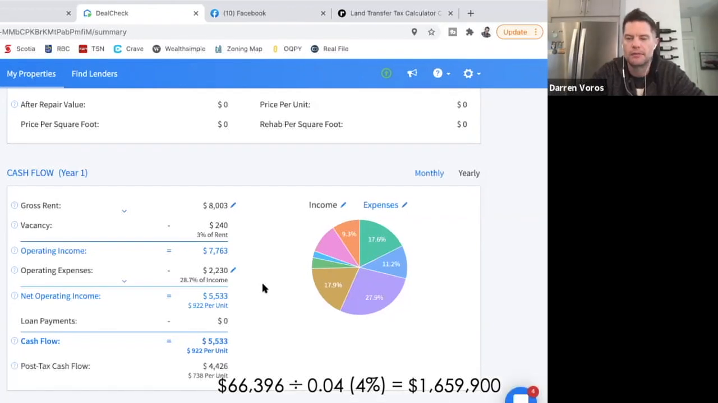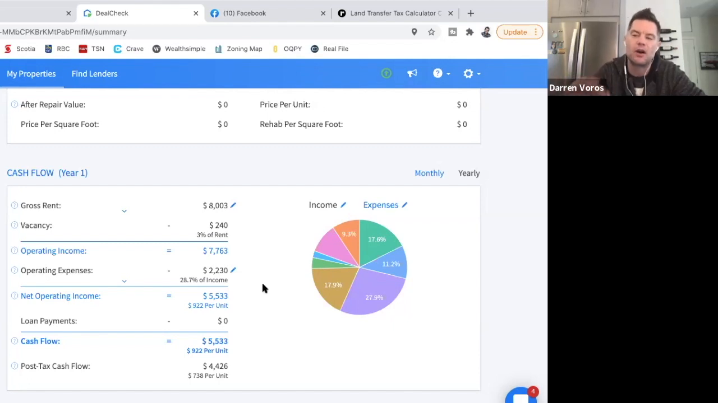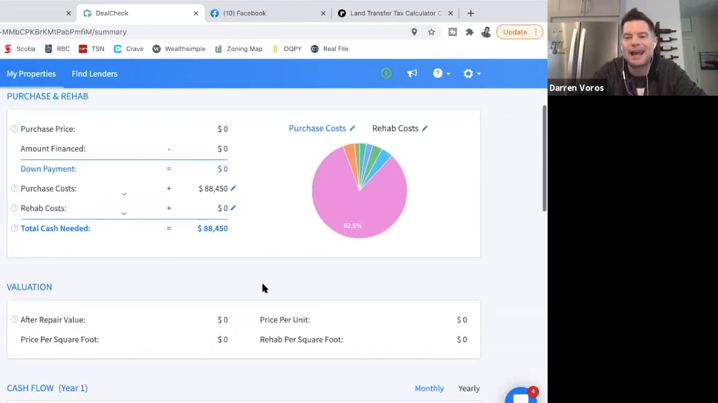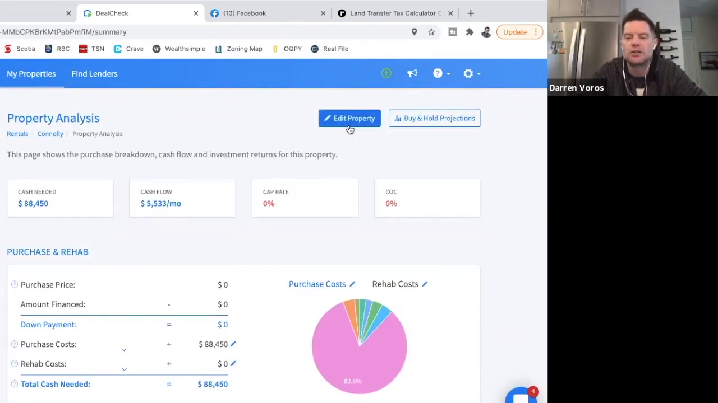Because that's 4%, right? And that's going to tell us that the building is worth $1,659,900. So that's the value of the building based on the net operating income. Now, they might be asking $2 million for this building, but based on the expenses and the revenue, this building in the city of Toronto is only trading at about $1.65 or $1.66 million. So let's go back and add that and see what it does to the numbers.